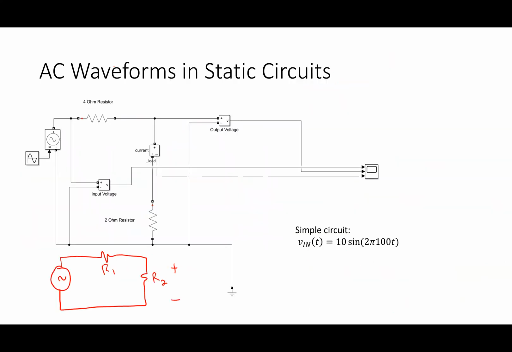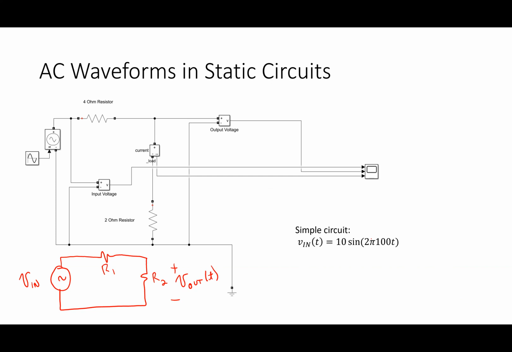Let's look at a circuit here. I simulated this, and what I have is a circuit. The simulation maybe is a little tricky to follow, but basically Vn is the voltage source, and I have R1 and R2. So basically I have a voltage divider. I'm going to call this voltage V out, and V in is 10 sine 2 pi 100t.